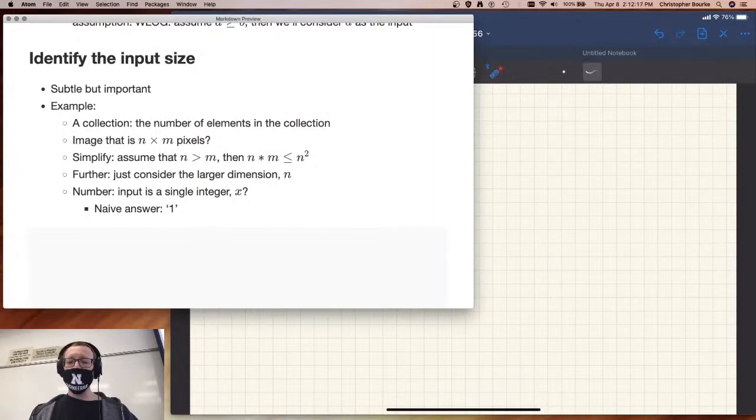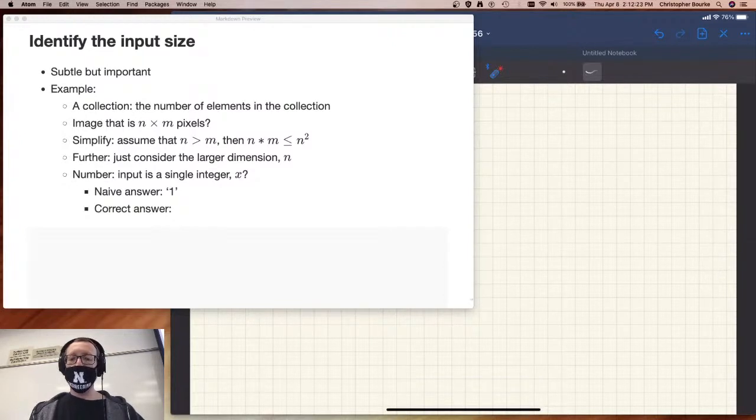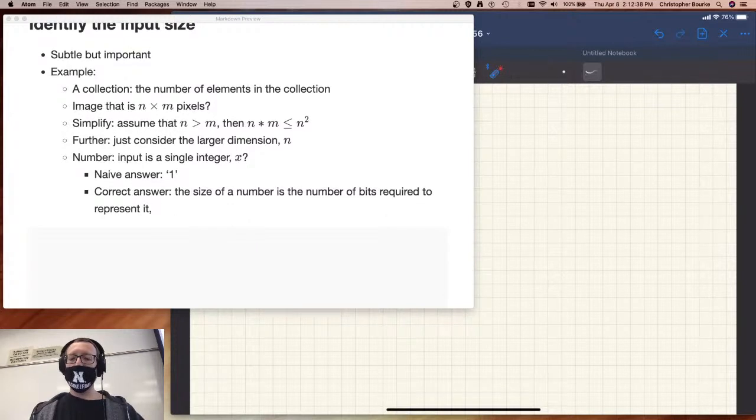So the naive answer, of course, was 1. The correct answer is that the size of a number is the number of bits required to represent it, i.e. n is equal to log base 2 of x, where x is the number that you're trying to represent.